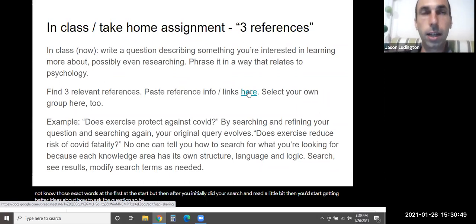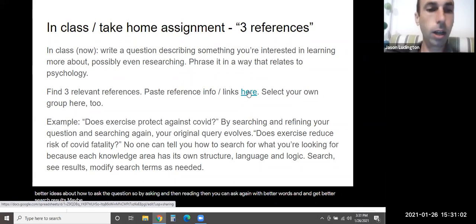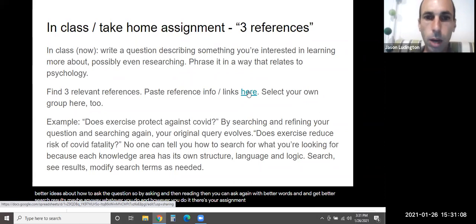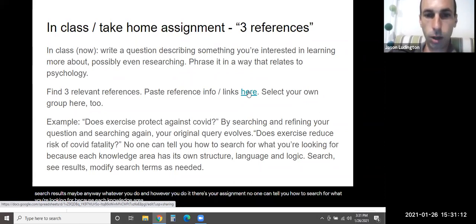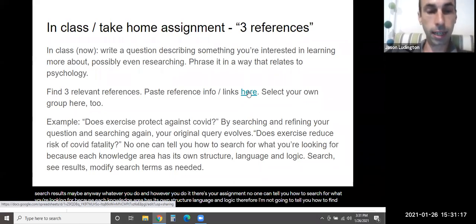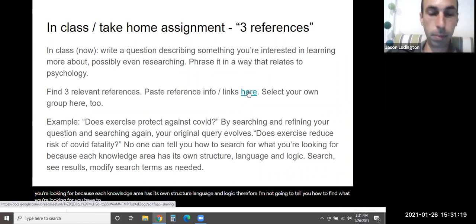So by asking and then reading, you can ask again with better words and get better search results, maybe. Anyway, whatever you do and however you do it, there's your assignment. No one can tell you how to search for what you're looking for, because each knowledge area has its own structure, language, and logic. Therefore, I'm not going to tell you how to find what you're looking for. You have to find that by yourself.